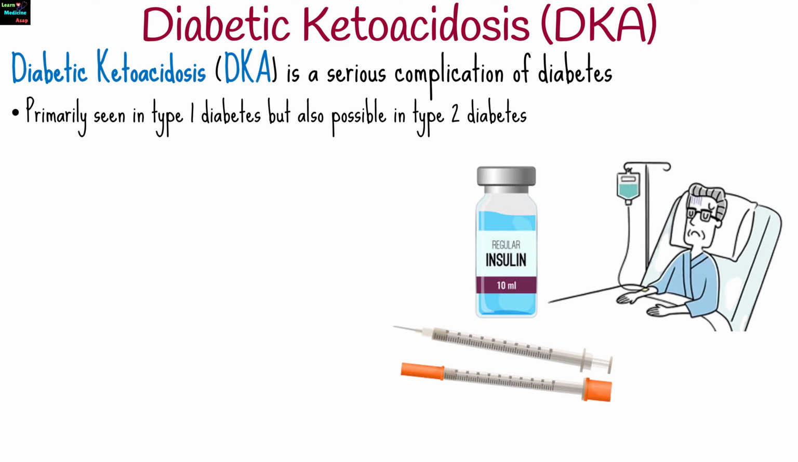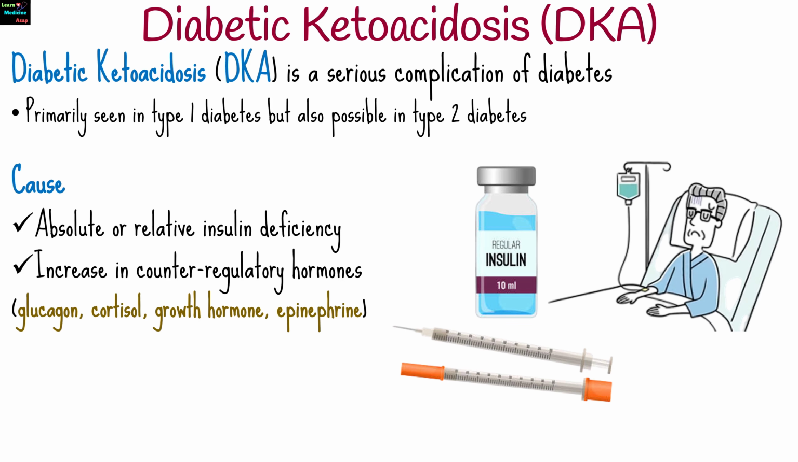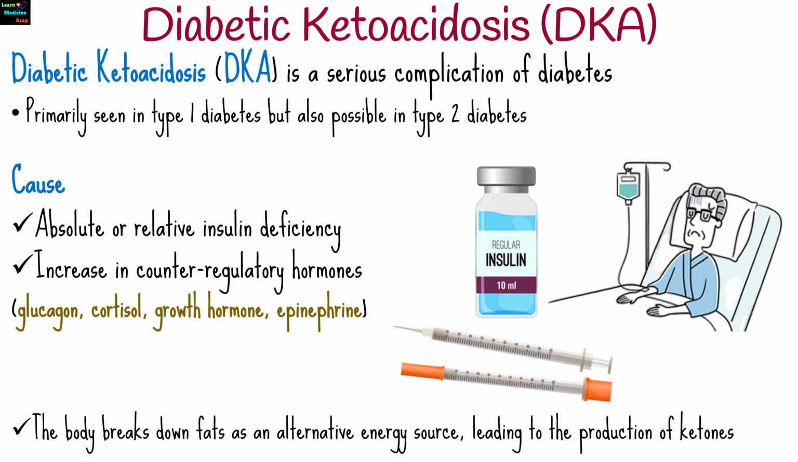Diabetic ketoacidosis is a serious and potentially life-threatening complication of diabetes, primarily seen in type 1 diabetes, but also possible in type 2 diabetes under certain conditions. DKA is typically caused by absolute or relative insulin deficiency that is accompanied by an increase in counter-regulatory hormones such as glucagon, cortisol, growth hormone, and epinephrine. Without insulin, the body begins to break down fats as an alternative energy source, leading to the production of ketones.